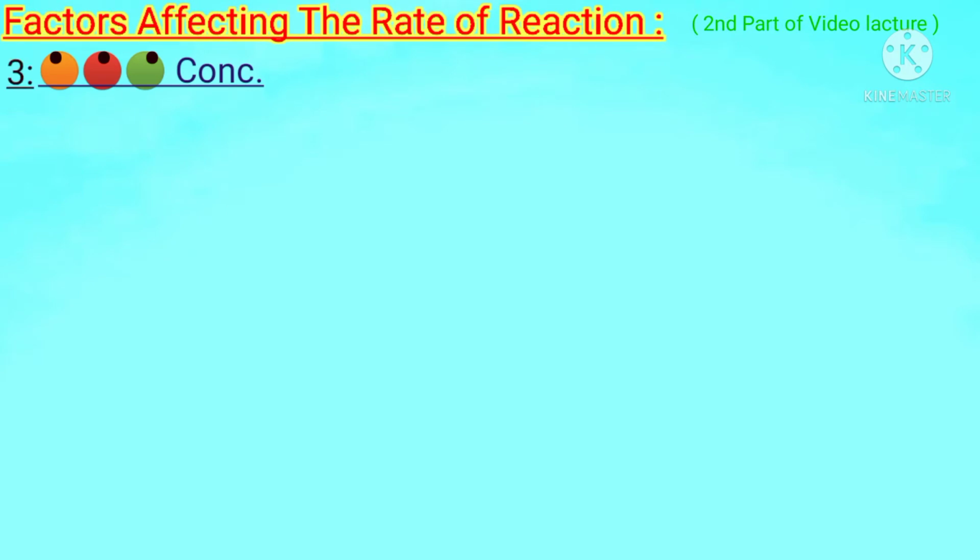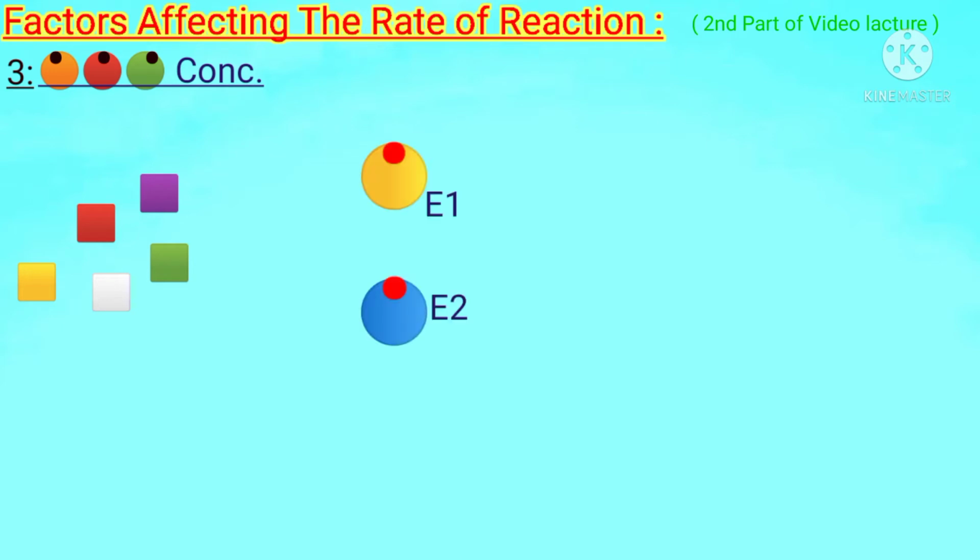Next, we talk about enzyme concentration. That is the third point. In this point, we will see how enzyme concentration can affect the rate of reaction as well as the enzyme's activity. To understand this point properly, consider that these are our five substrates. To catalyze these substrates, we have only two enzymes, E1 and E2.